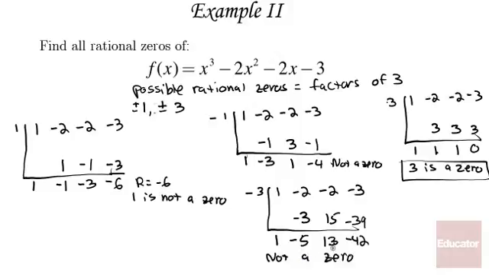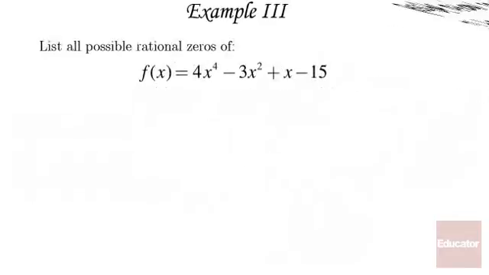So the rational 0 for this function is 3. I had this list of possibilities, and the only one that turned out to be correct, an actual 0, is 3.